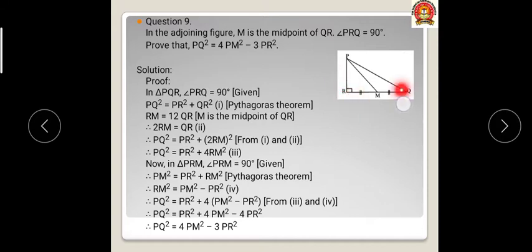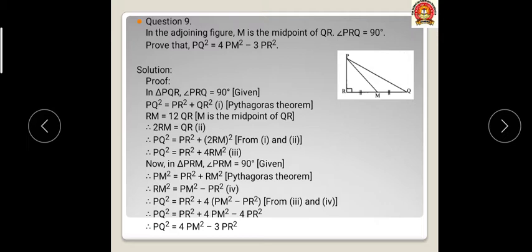Triangle PRQ, angle R is 90 degrees. We have to prove that PQ square is equal to 4 times PM square minus 3 PR square. Don't be confused. Very simple. Look towards the diagram.